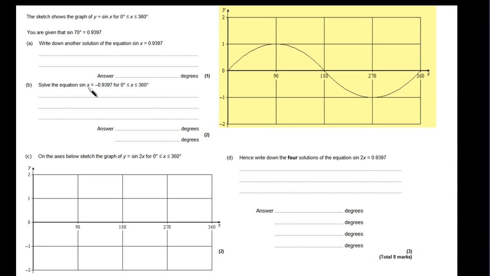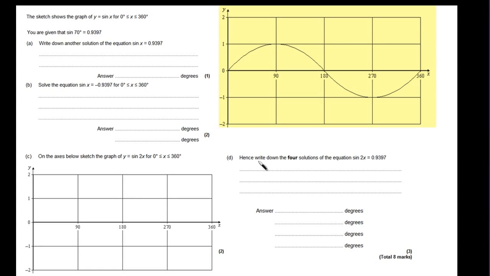Then it says for part B, solve the equation sine x equals minus 0.9397 for the same range. And it's giving us two answers here, so there's 2 marks for this one because it's expecting 2 answers for that range. Okay, so that gives us a bit of a clue. In part C, we have to sketch a graph of our own, between 0 and 360 degrees, for y equals sine of 2x. So a small transformation has taken place on the standard parent function.